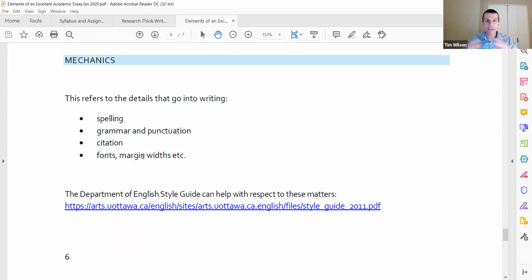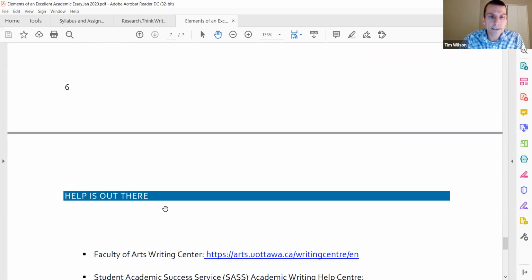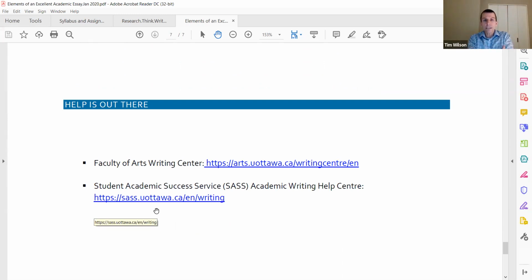Mechanics. The style guide can help you. There's also grammar correcting software out there that should be helpful. In some cases it is not, but most of the time it is. There's also Writing Center help out there. There's the Faculty of Arts Writing Center that you can contact and book virtual time with to go over what you're working on. And there's the Student Academic Success Services also, so two avenues there.